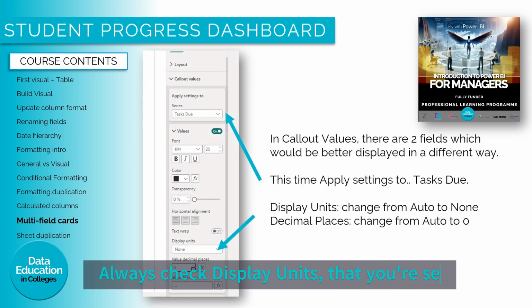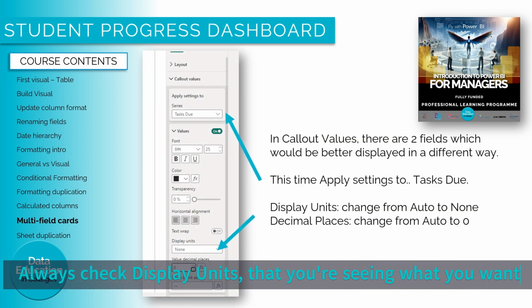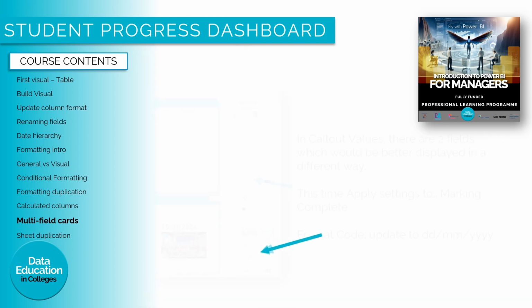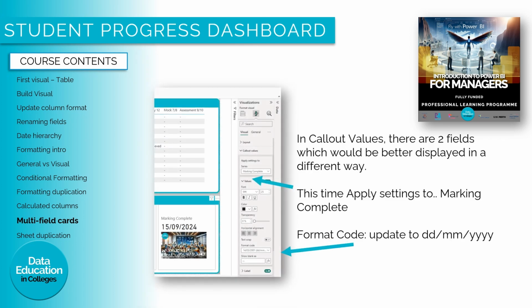And then there's two little updates we need to do. In callout values, apply settings to, this time, just task due. Display units, change from auto to none, so it doesn't round up. Decimal places, change from auto to 0. Also, while you're there, go and find the marking complete and format code, update to DDMMYYYY. It just fits in a wee better onto the card like that as well.